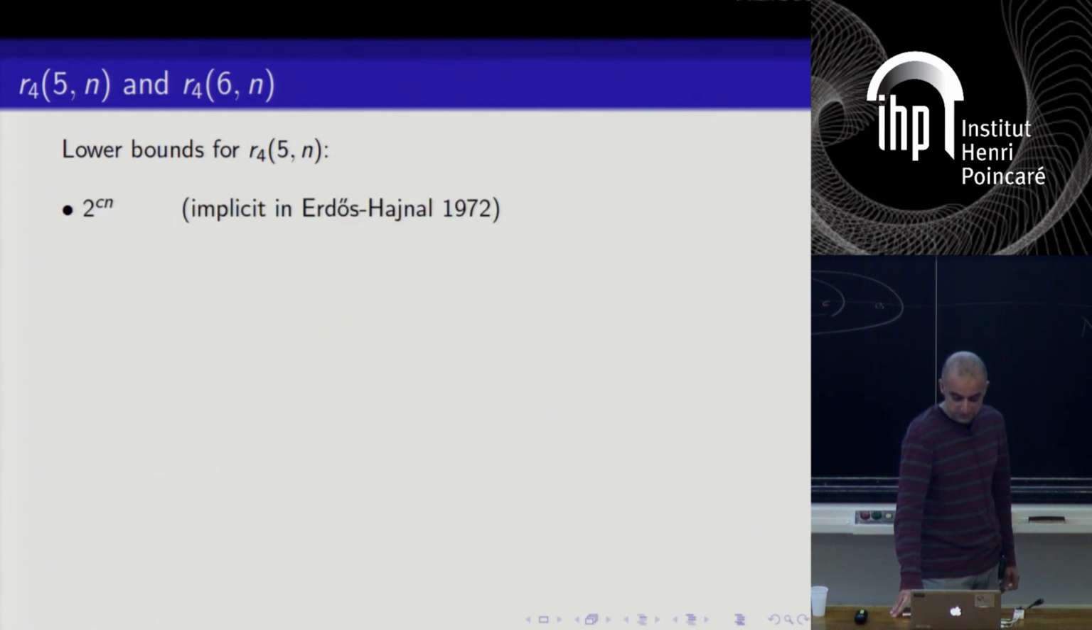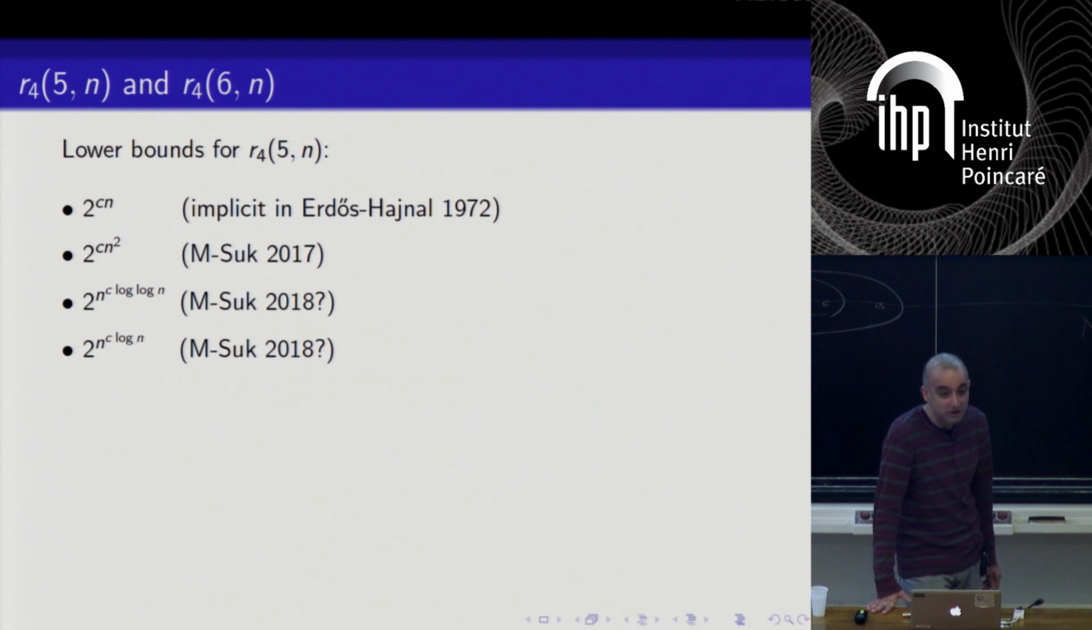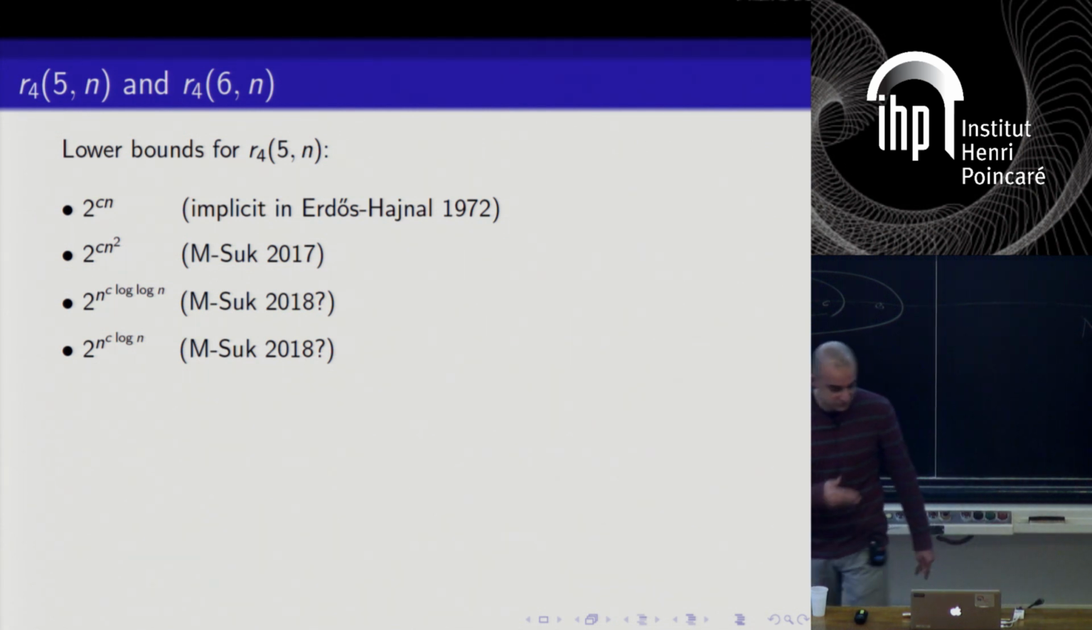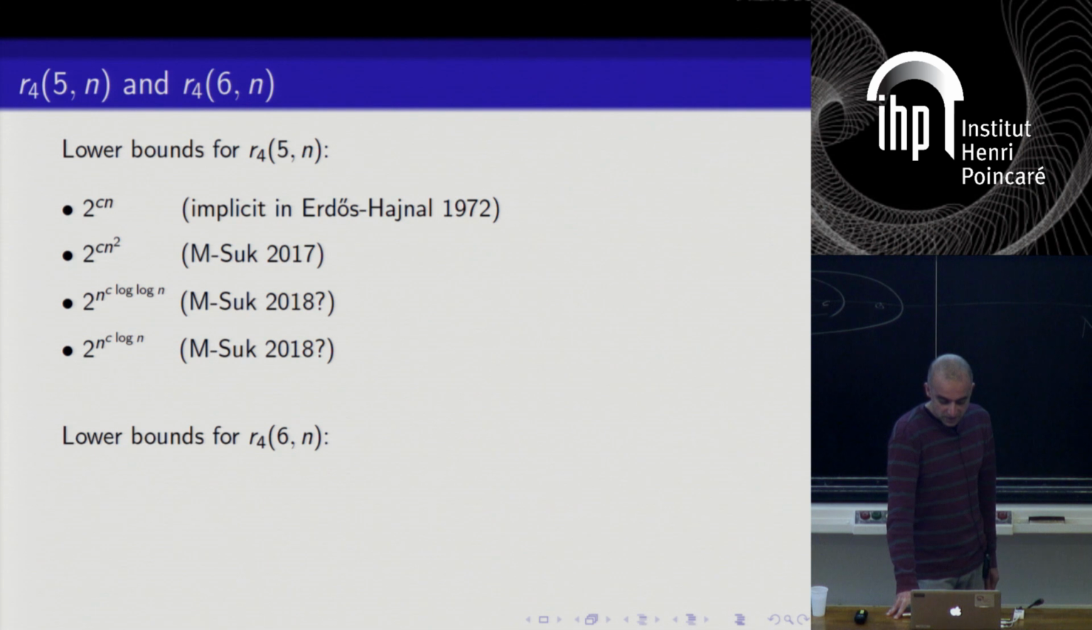So here's how the history goes. It was implicit in the paper of Erdős-Hajnal that this is exponential, and then we proved exponential n squared in a paper, and then we proved exponential n to the log n, and then finally exponential n to the log n. And that's where things stand. We would like to get 2 to the n over log n. That would be double exponential. So we're getting close.